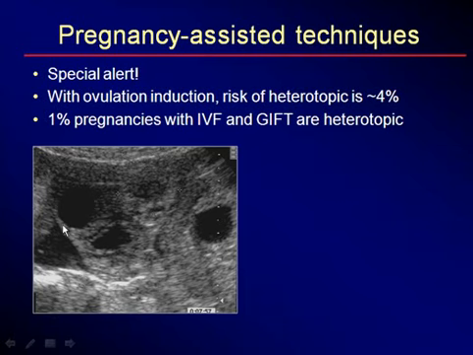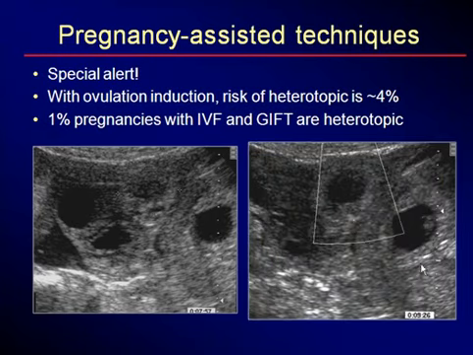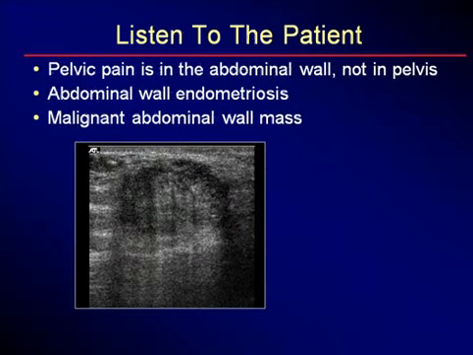In this case, there was ovulation induction. We see an enlarged ovary with cysts, but because of the risk of heterotopic, we look carefully and we spot that not only was there an intrauterine pregnancy here with an embryo, but there was an extrauterine gestational sac and ectopic pregnancy, and the rest of the ovary was out here. So yes, that would alert us. We have to know this information.